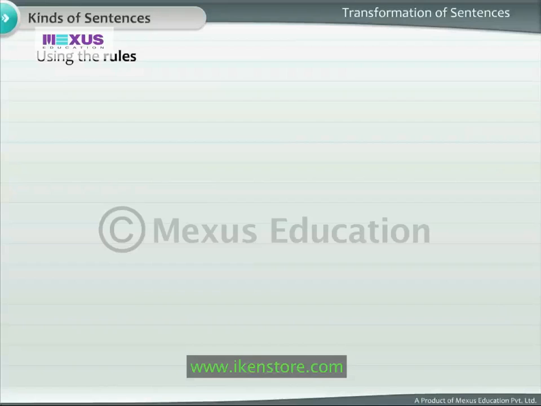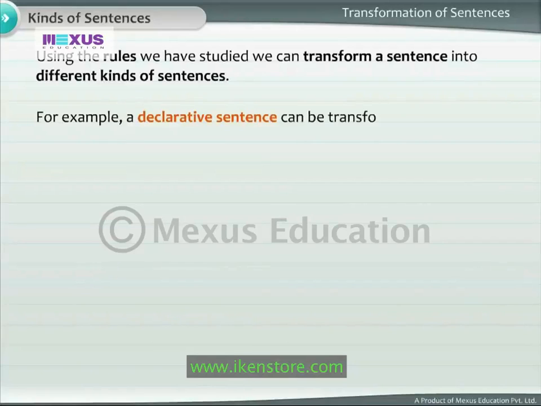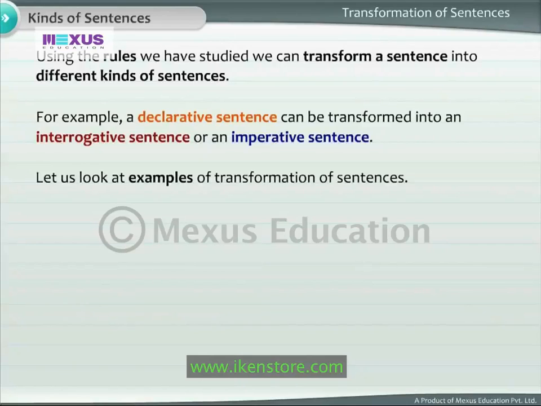Using the rules we have studied, we can transform a sentence into different kinds of sentences. For example, a declarative sentence can be transformed into an interrogative sentence or an imperative sentence, and so on. Let us look at examples of transformation of sentences.